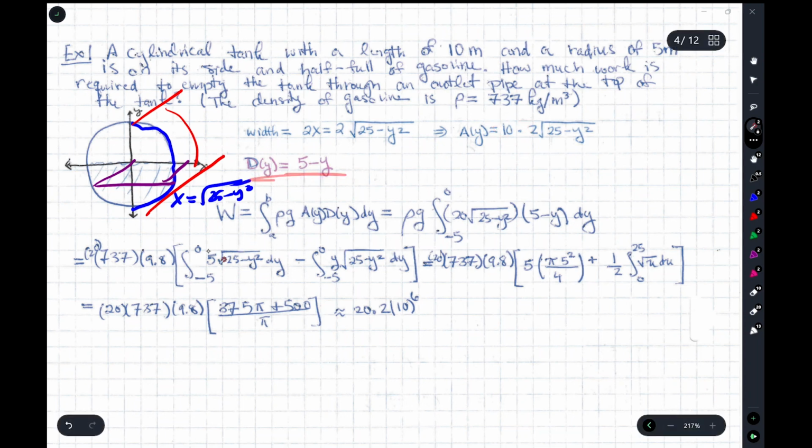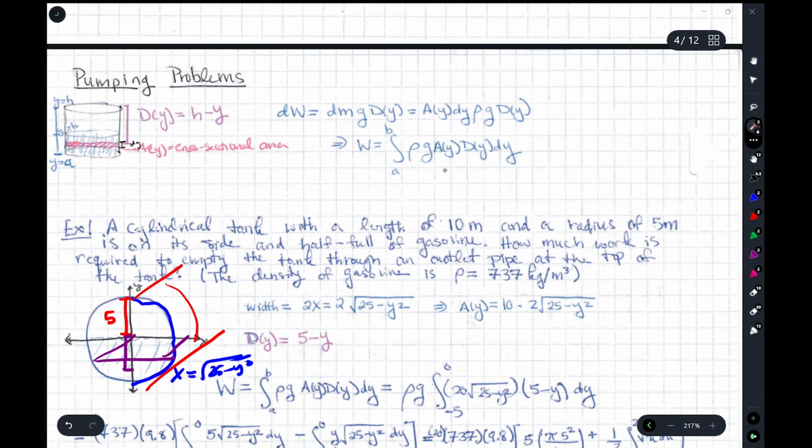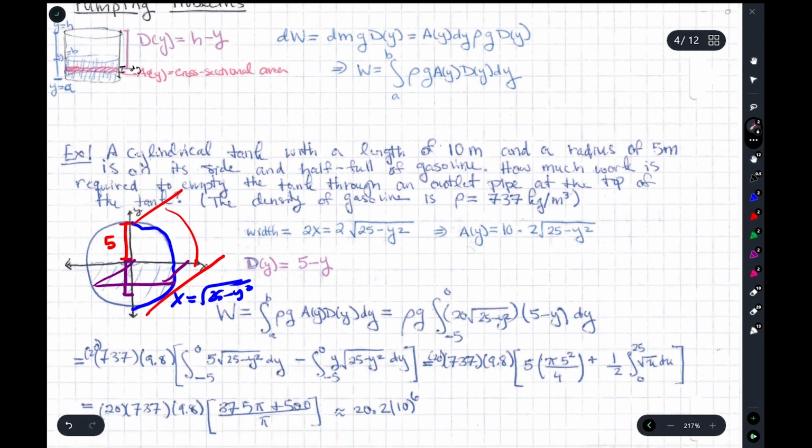Now, what about the dy? How much are you pumping this up? You have to pump it up a distance 5 minus y. And this works for negative values. So if y was here, for example, -3, then 5 minus -3 is 8. And so yes, you are lifting it 8 above. And so that's our general formula there, h minus y. That height is at 5, and we just have the minus y, and it still works.